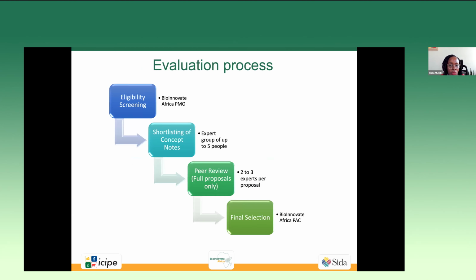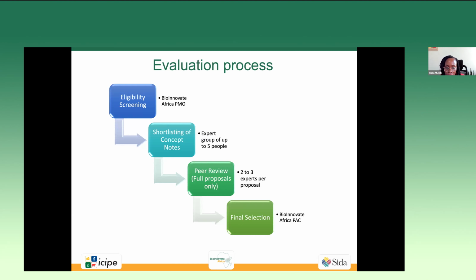So with regard to the evaluation process, when we receive your concept note, it will be reviewed by the Program Management Office here at BioInnovate. And those that do not pass the completeness and eligibility checks will be disqualified at the first stage. And then we will move to the expert review. Those concept notes that pass the eligibility checks will be reviewed by an expert group of up to 5 people. And then after shortlisting, those that are shortlisted will be invited for full proposal development.